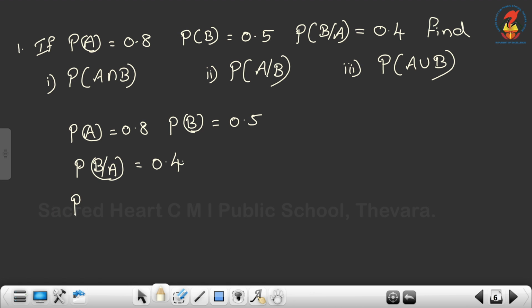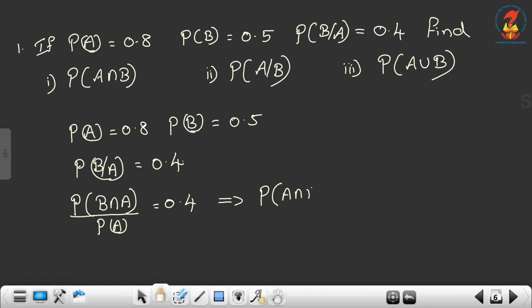What is P of B given A? By the definition we can write it as P of B intersection A by P of A. That is 0.4. Then P of A is given, which implies P of B intersection A is the same as P of A intersection B, by P of A. What is P of A? 0.8. That's equal to 0.4.